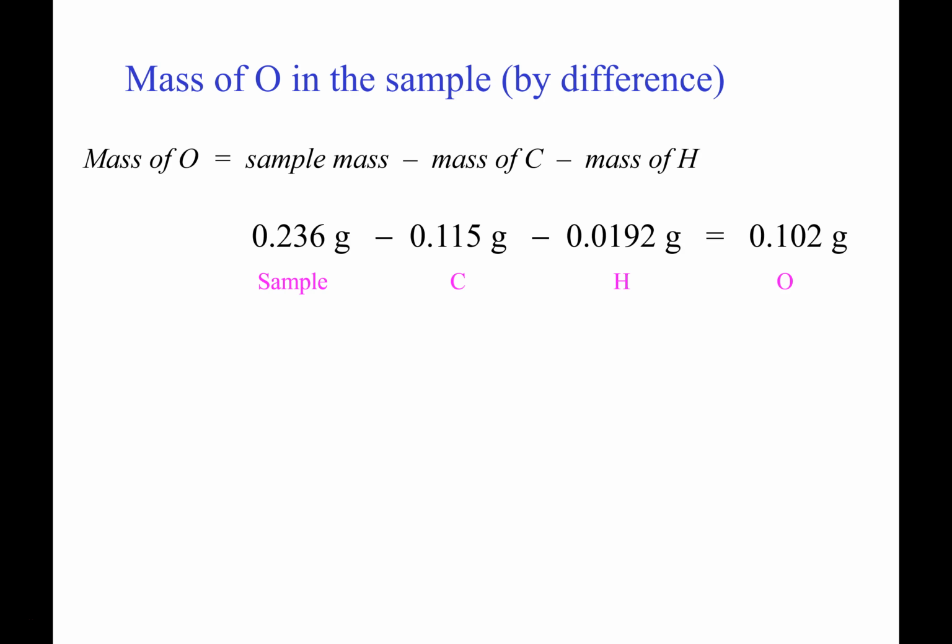So the mass of the thing we burned, which has carbon, hydrogen, and oxygen, is 0.236 grams. The mass of the carbon we came up with was 0.115 grams, so we're going to subtract that. And then we're also going to subtract the mass of the hydrogen at 0.0192 grams. Now, when adding and subtracting like this, we have to go with decimals. So you figure I have 4 decimals for the mass of the hydrogen, but 3 and 3 for the sample. So that's why, regardless of what the calculator displays, we're only allowed 3.